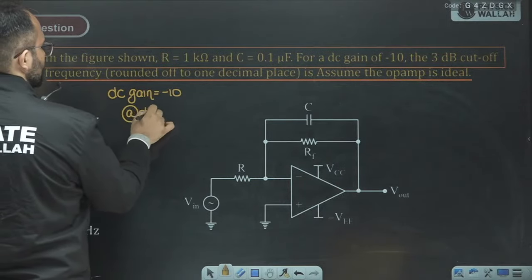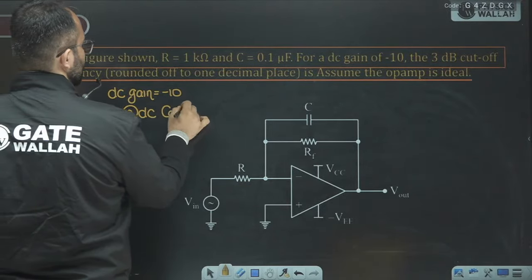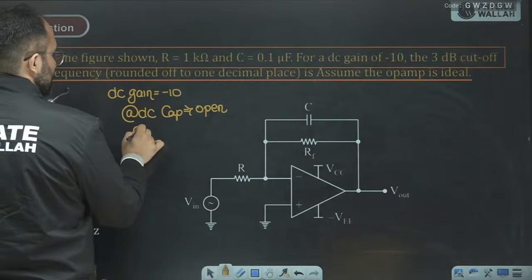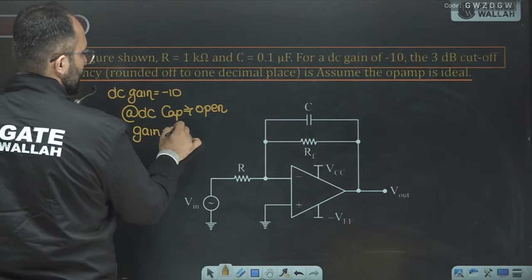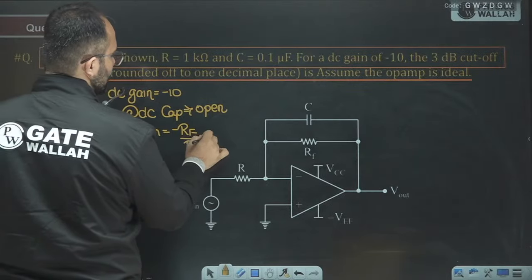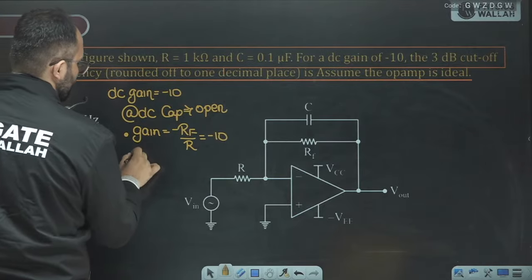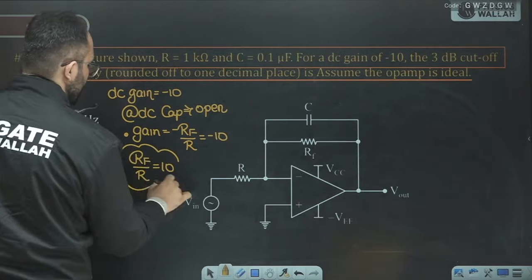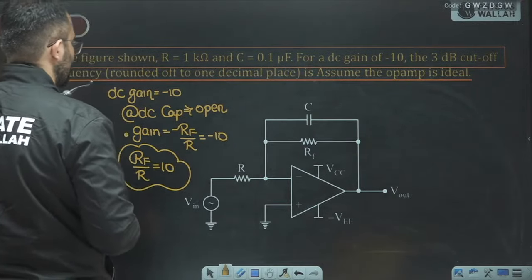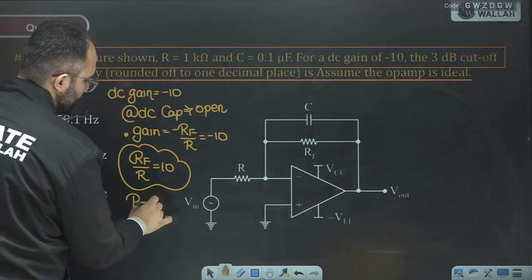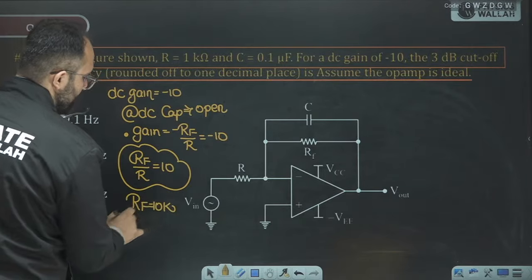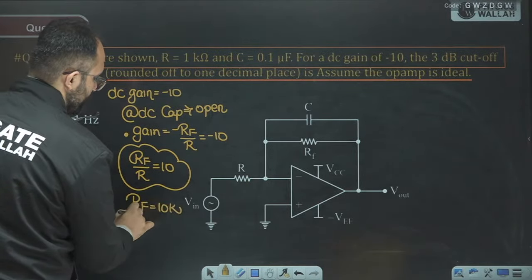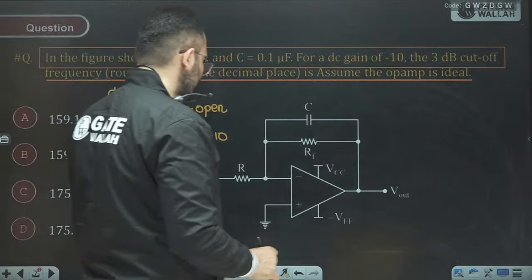at DC, capacitor is open circuited, okay, and we can see that the gain is minus RF upon R, that is minus 10. So RF upon R will be 10. So we can see that R is equal to 1 kilo ohm, so RF will be 10 kilo ohm. Okay, RF will be 10 kilo ohm.